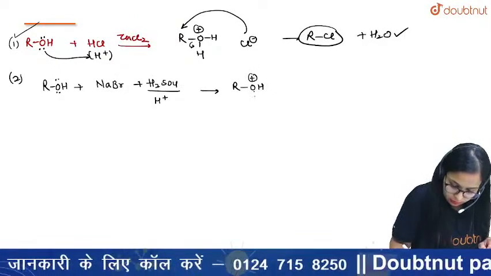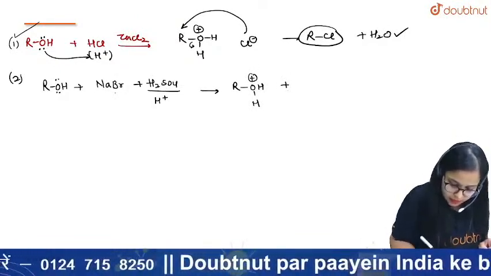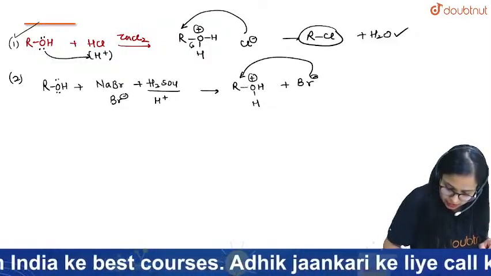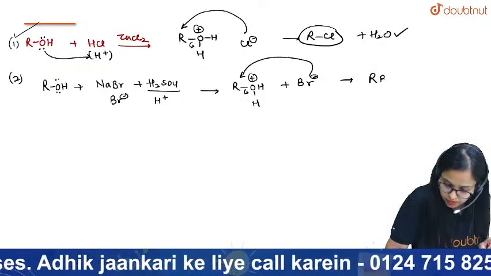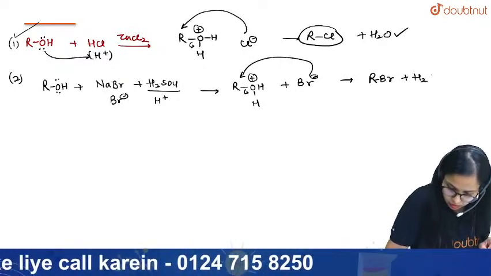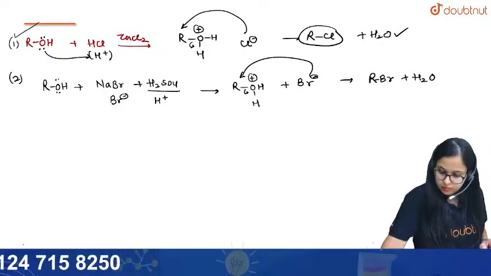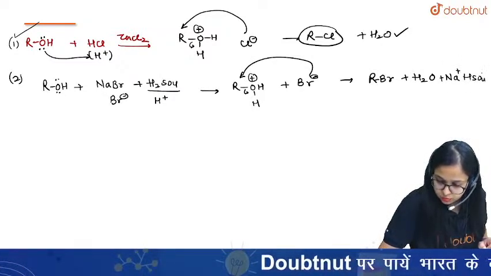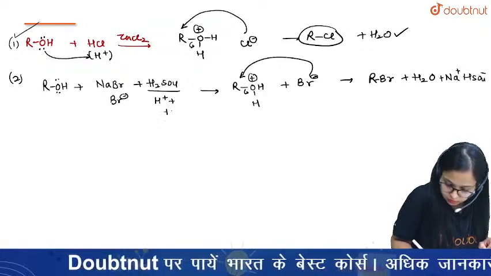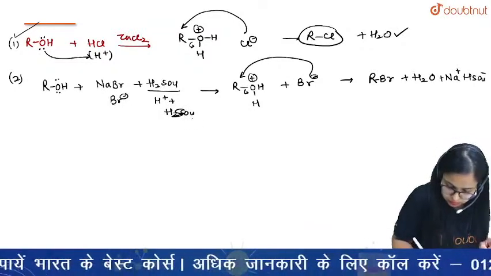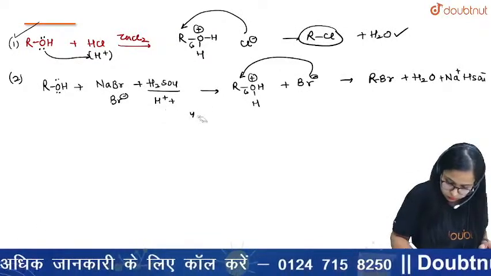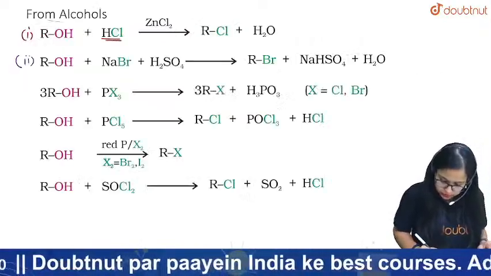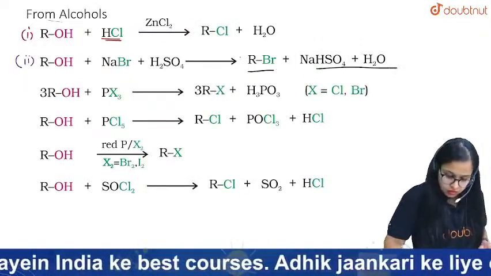Oxygen gives lone pair, acquires positive charge. Now NaBr is a source of Br minus ion, which acts as a nucleophile, attacks R, removes water, forms RBr. Water is being formed, right? And Na positive combines with HSO4 minus, because H positive is lost from H2SO4, it will form HSO4 minus. So these are quite easy reactions. This was the second part.